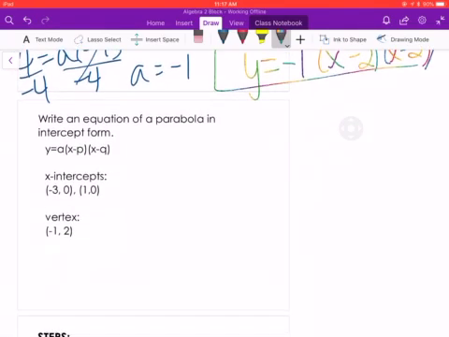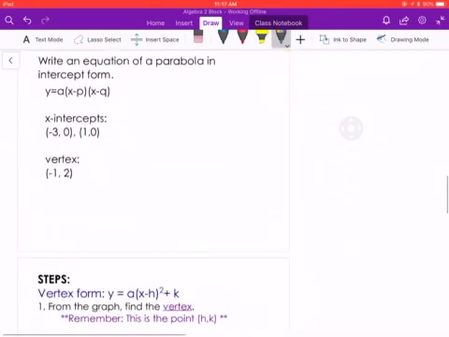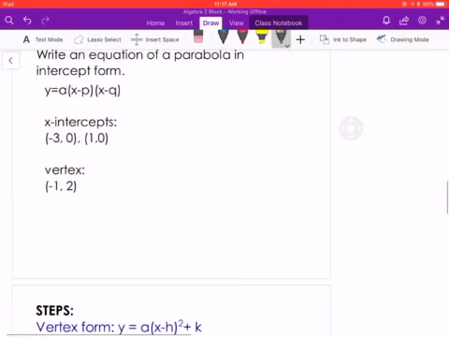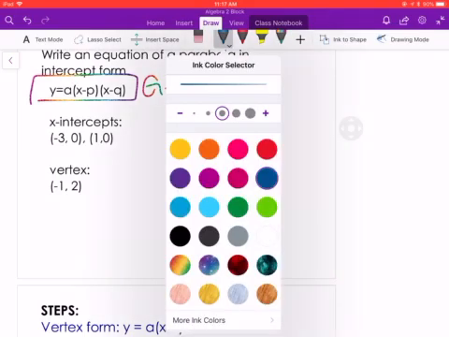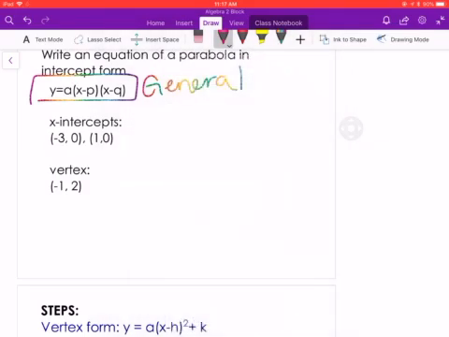Do one more without the picture. If it just says, write the equation in intercept form, you need to first know what intercept form is in the general form. Then you need to remember that P and Q are your X-intercepts. So this is like P and this is Q. And a vertex is an example of another point that would be like your X and Y.